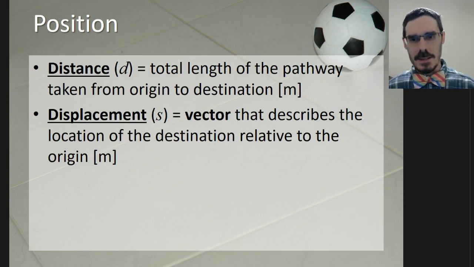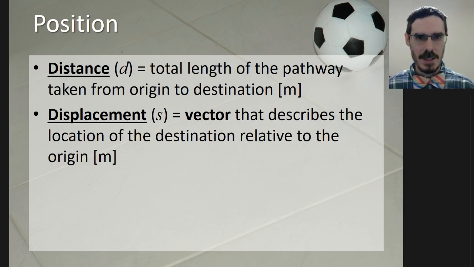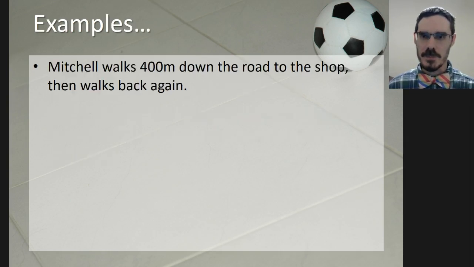So distance is how far you travelled, but displacement is how you got to your final destination from where you started. Distance is a scalar and displacement is a vector. Let me show you the difference with an example.